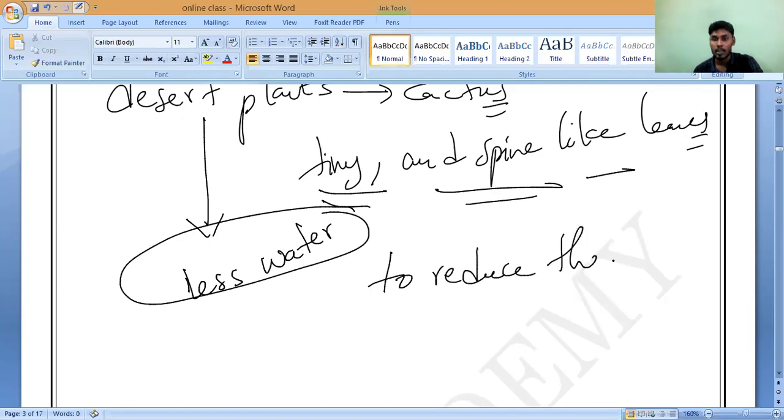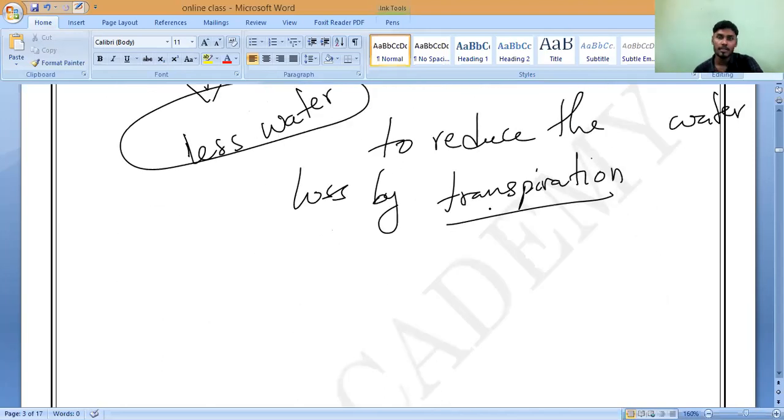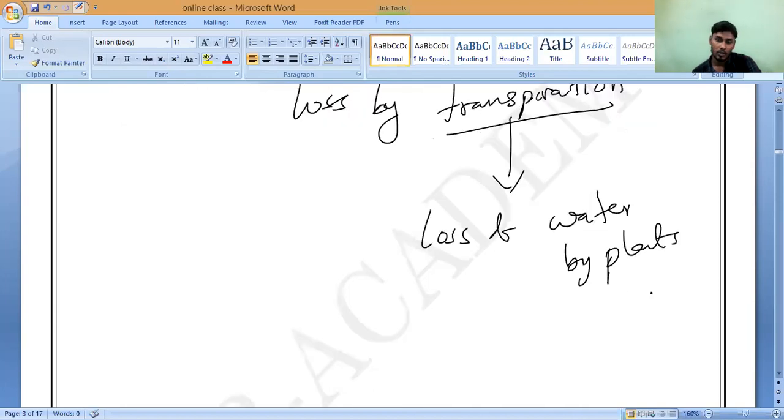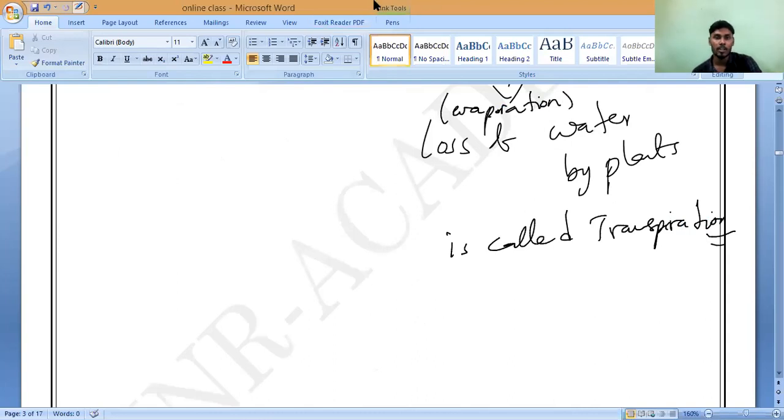So why do they have this? To reduce the water loss, by which process? By transpiration. Understand? What is transpiration? Loss of water by plants is called transpiration. Loss of water means evaporation. Correct or not, Mari, Hari, Kaushik? Evaporation of water by plants, Kaushik, you also remember.